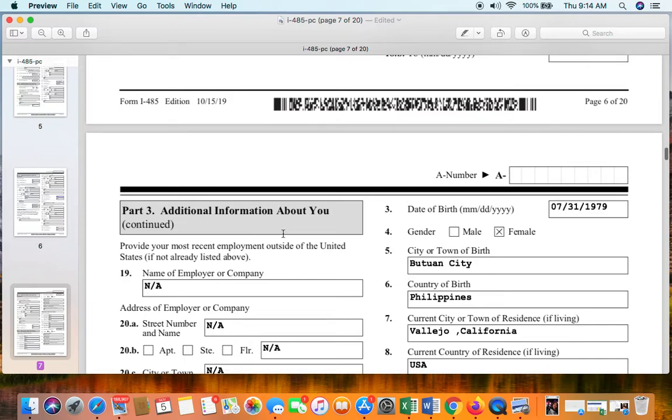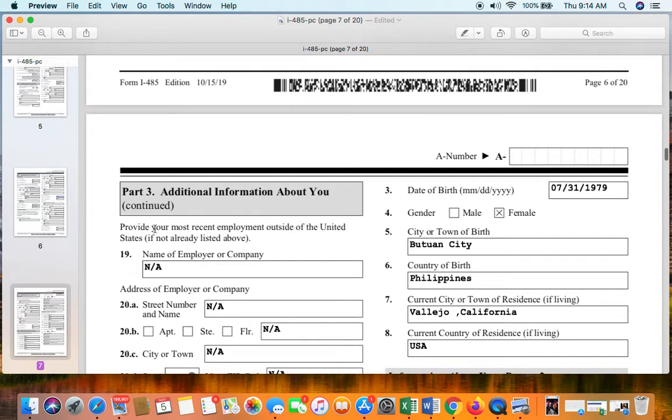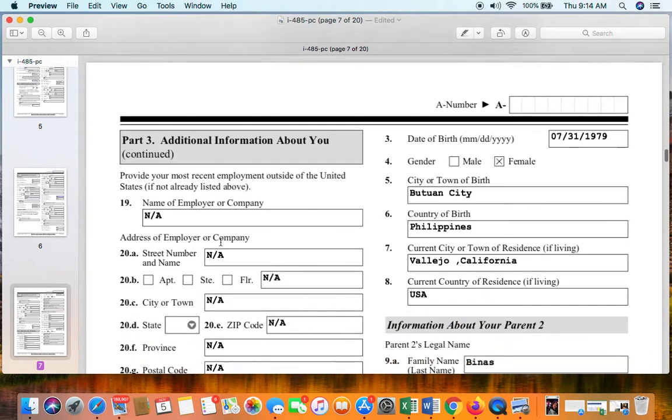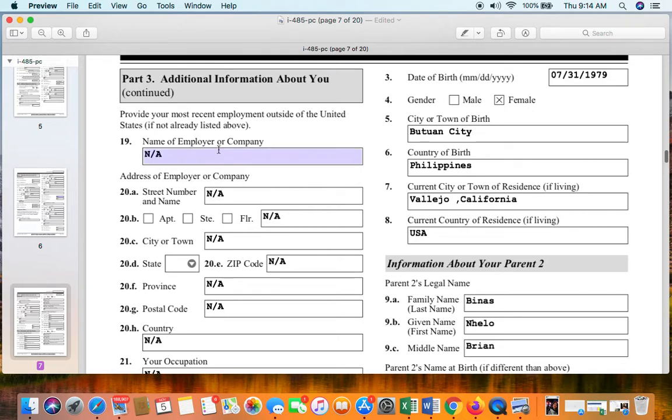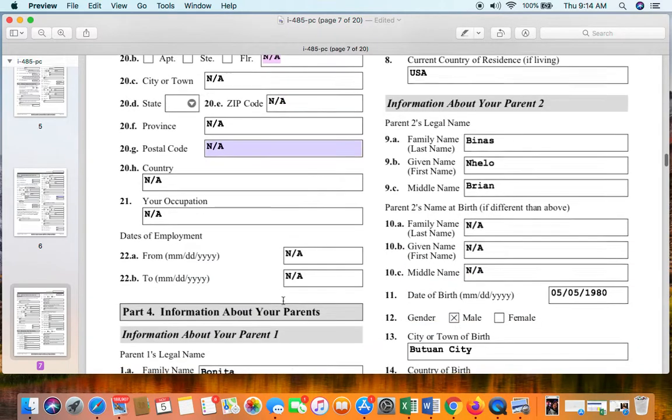Okay, so let's move right here in part 3. Additional information about you. Provide the most recent employment in the United States. It's the same thing. She's not working, my K2 or derivative applicant. So I'm going to put NA on it. Just put NA, NA, NA. Not applicable to you.